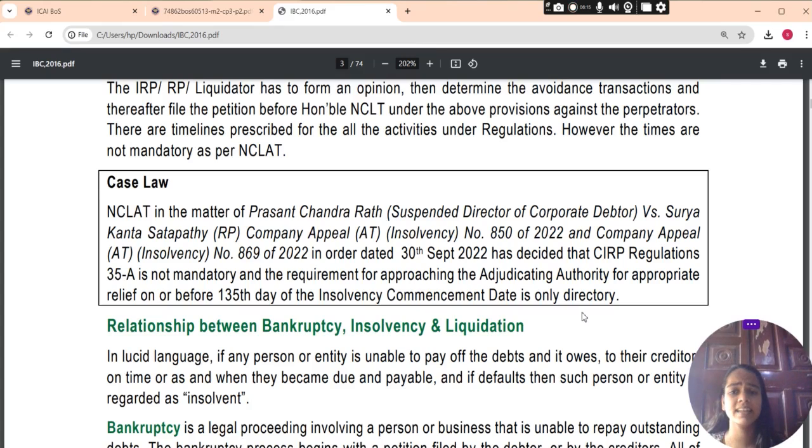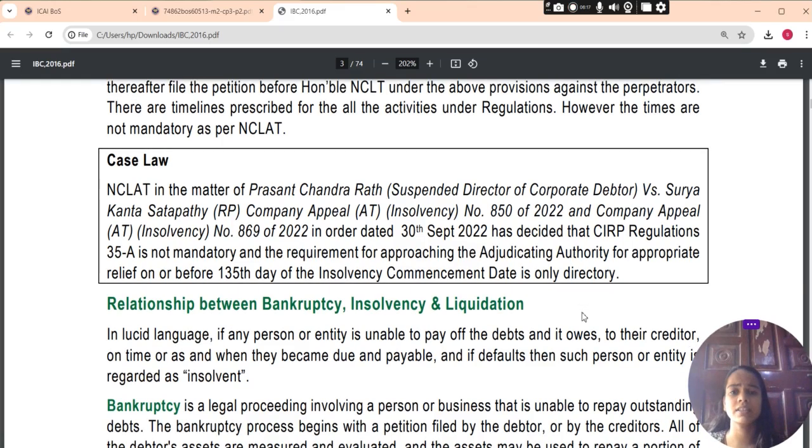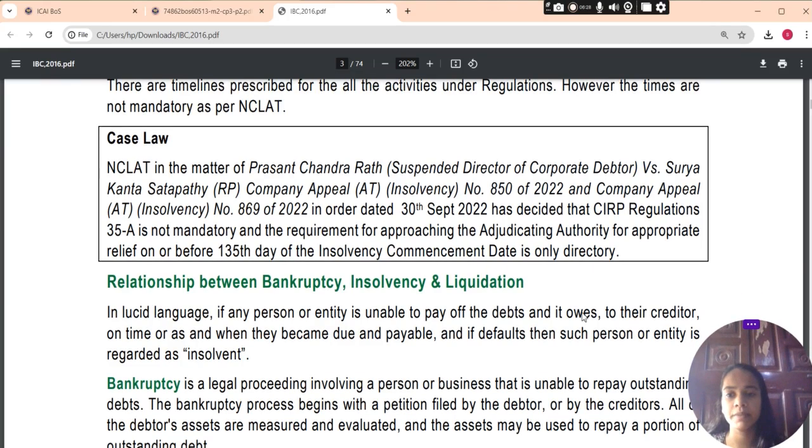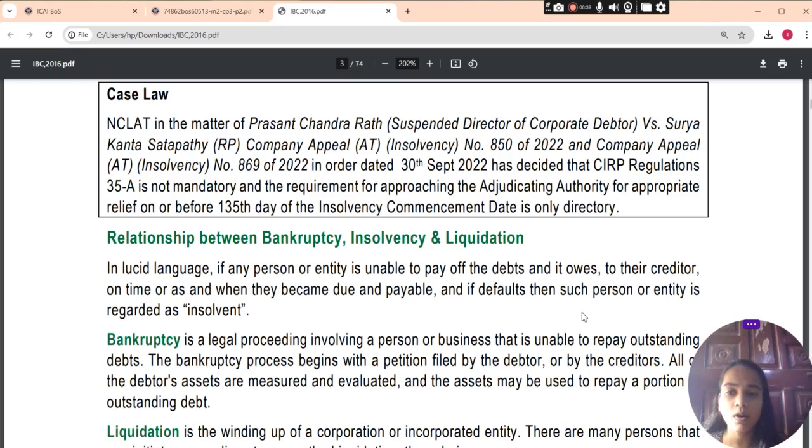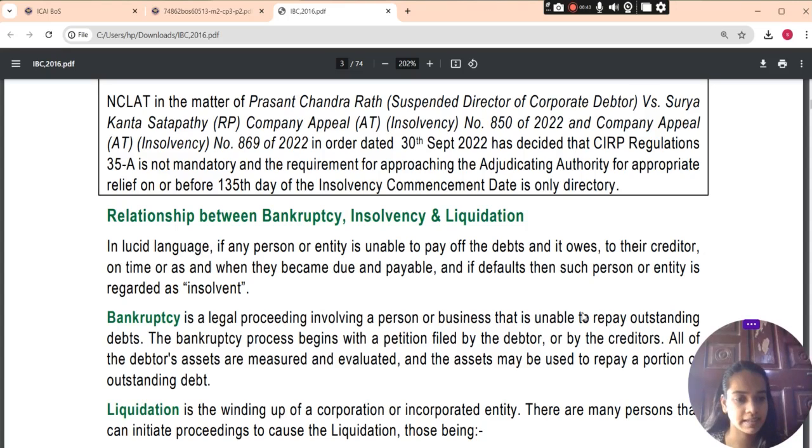जो NCLAT है, in the matter of Prashant Chandra Rath, suspended director of corporate debtor versus Suryakanta Satapathy, RP, company appeal (insolvency) number, has decided that CIRP regulation 35A is not mandatory, and the requirement for approaching the adjudicating authority for appropriate relief on or before the 135th day of insolvency commencement date is only directory.